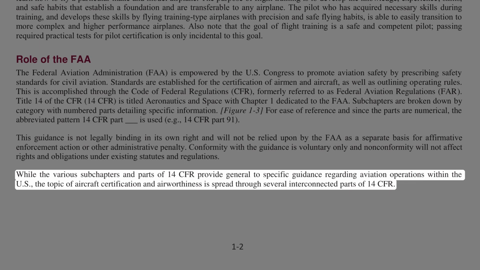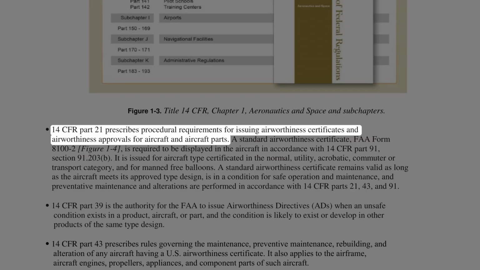While the various subchapters and parts of 14 CFR provide general to specific guidance regarding aviation operations within the U.S., the topic of aircraft certification and airworthiness is spread through several interconnected parts of 14 CFR. 14 CFR Part 21 prescribes procedural requirements for issuing airworthiness certificates and airworthiness approvals for aircraft and aircraft parts.